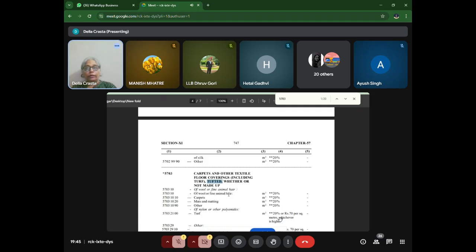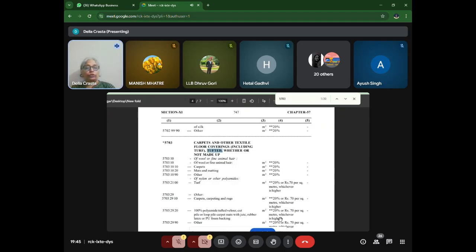Okay. So which is more specific now? 5702 or 5703? 5703 is more specific. So if we are applying rule 3a, which we must in this case, rule 3a says go for the more specific description over a partial description or over a general description. Okay, so our more specific description is 5703.